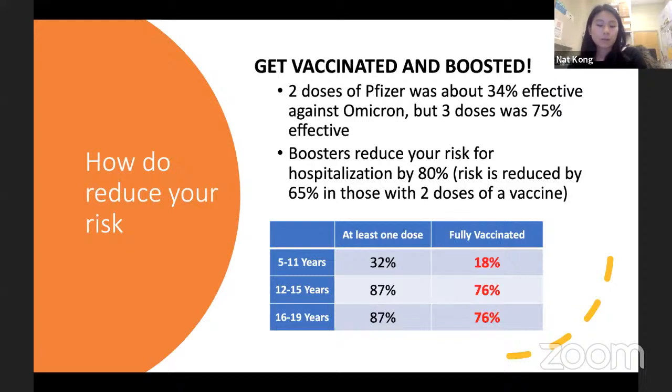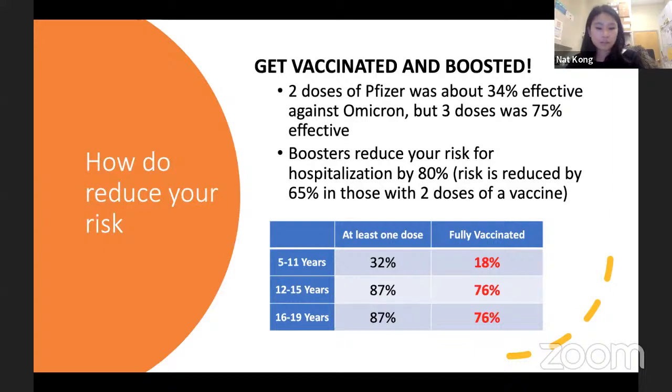I want to emphasize the 5 to 11-year-olds. They were just approved to get the Pfizer vaccine back in, I believe, November, and we're still lagging. We're not the only city. This is a number that I've seen in many other cities and many other states, but we're still lagging. And I urge all parents out there to please consider getting your child vaccinated. It is the strongest weapon we have to protect your child and to reduce their risk.